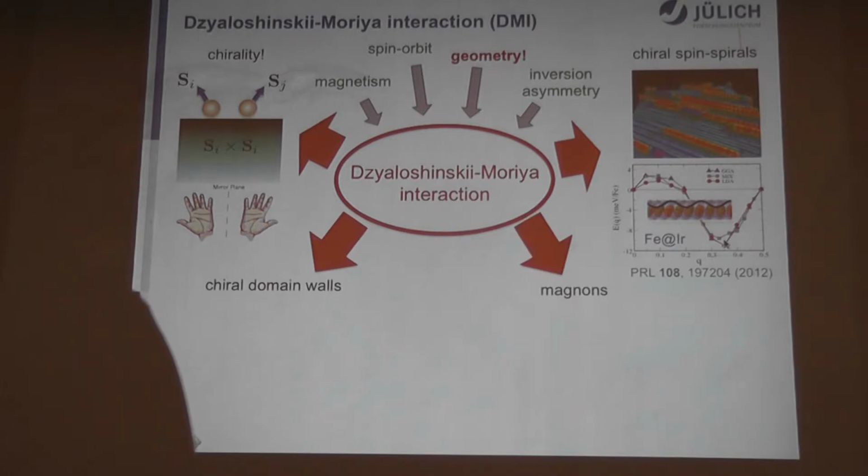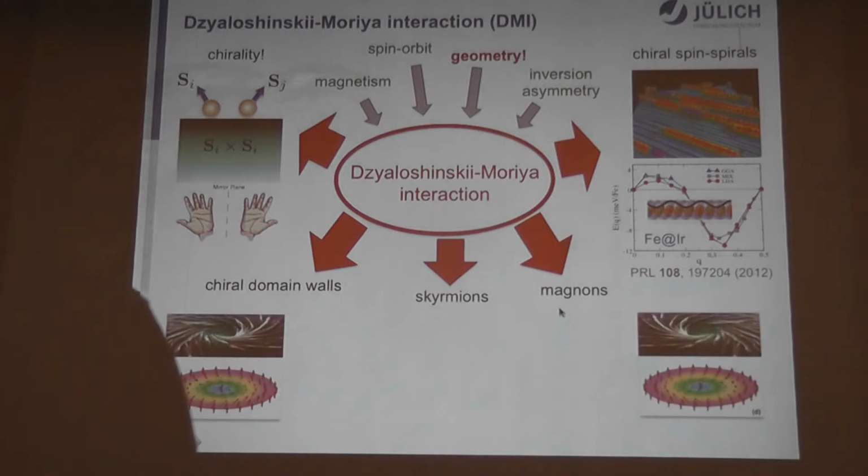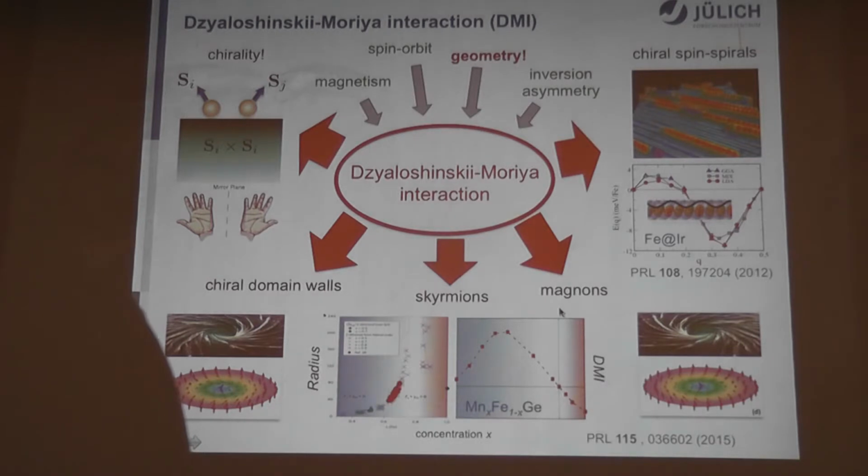Now, the DMI is also important, as you probably know, for the physics of chiral domain walls in magnets, but it is also extremely crucial for the physics of skyrmions. In particular, it allows us to distinguish between skyrmions of different sense of twisting. So some of the skyrmions with twisting like this will be favored over the skyrmions with twisting in the opposite direction.